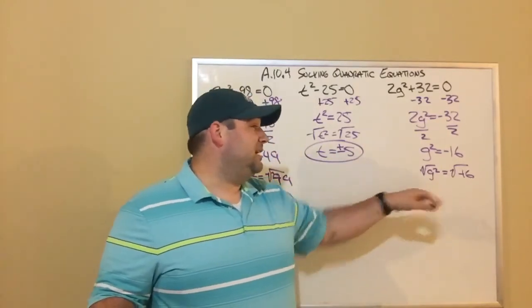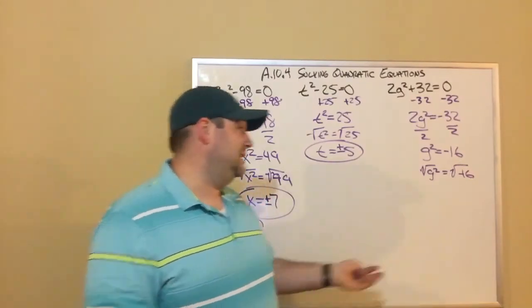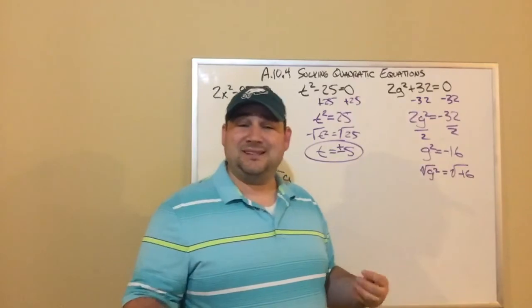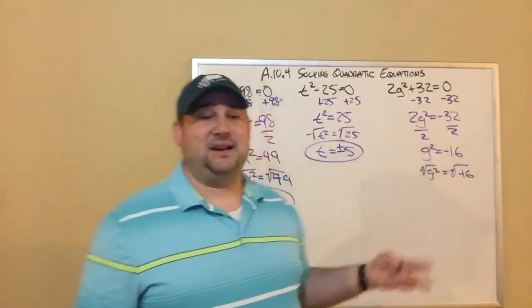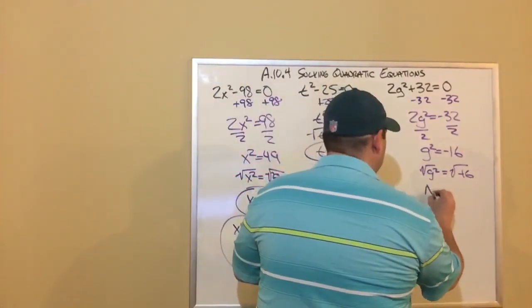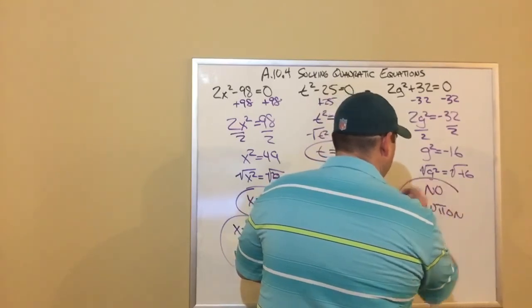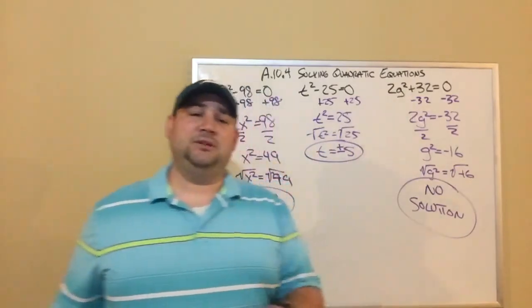So we take the square root of negative 16. You're looking for a number that you can multiply by itself to get negative 16. I can't do 4. 4 times 4 is 16. I can't do negative 4 because negative 4 times negative 4 is also positive 16. This is actually an imaginary number as your answer, but we're not worrying about that right now. Our answer is no solution. There is no solution to that equation. It is impossible to solve.